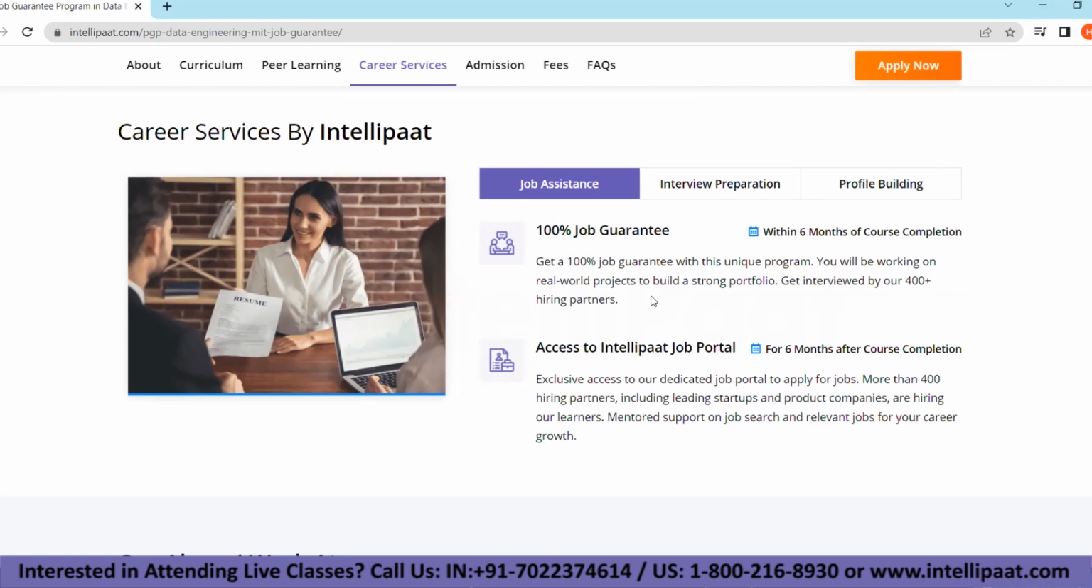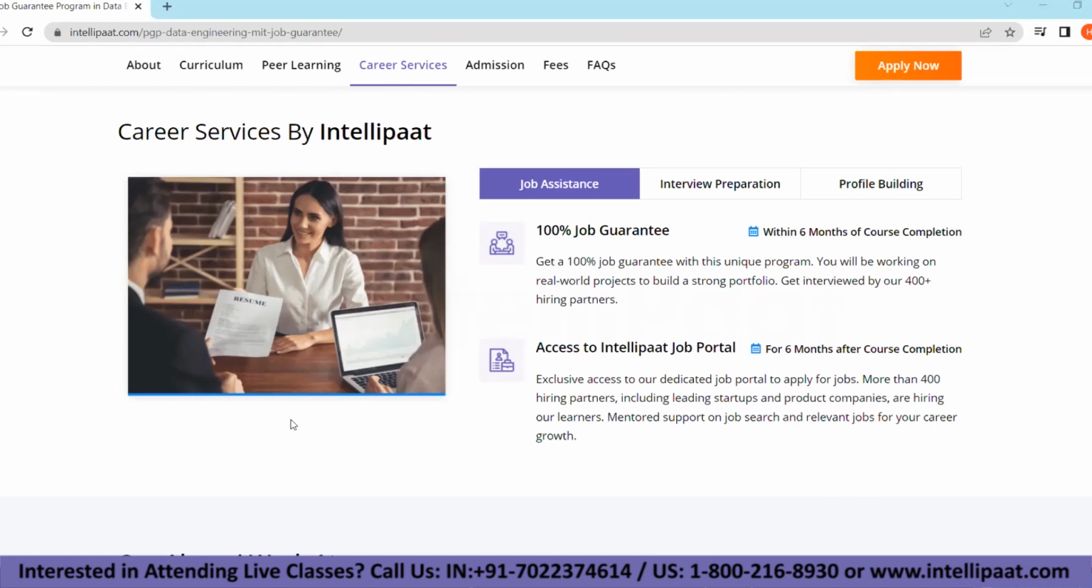If you meet the terms and conditions and you still don't get a job within 6 months of completing the course, you get a 100% money back guarantee from us. Apart from conducting interviews, we're also going to conduct mock interviews. We'll give you interview questions, interview answers, assignments, quizzes, case studies, whatever you need to be prepared with before going for interviews will be provided from our side.